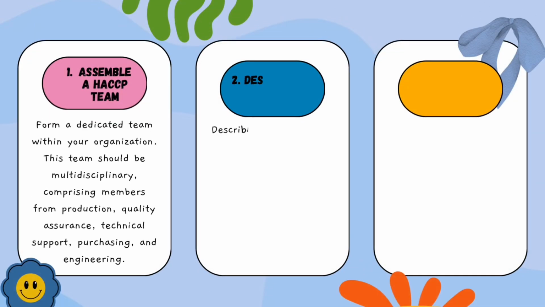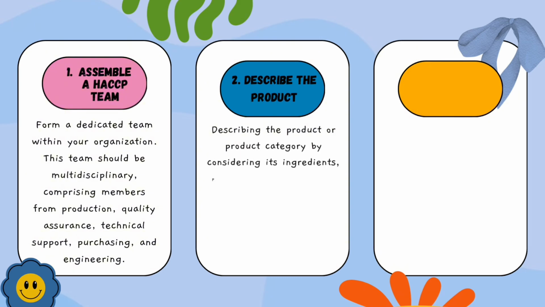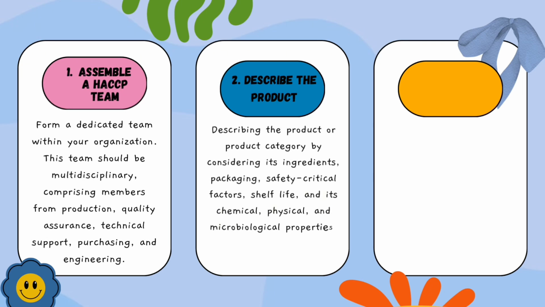The second step is to describe the product. This involves describing the product or product category by considering its ingredients, packaging, safety critical factors, shelf life, and its chemical, physical, and microbiological properties, along with any other pertinent characteristics.